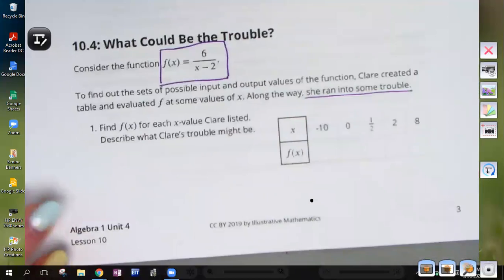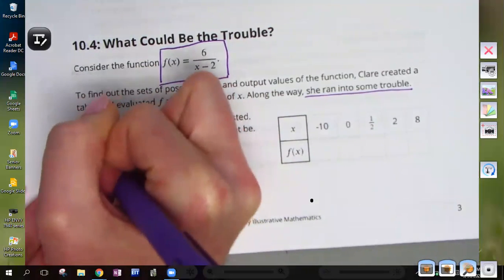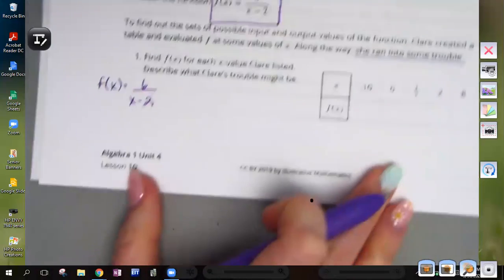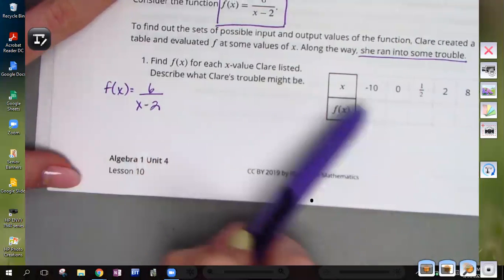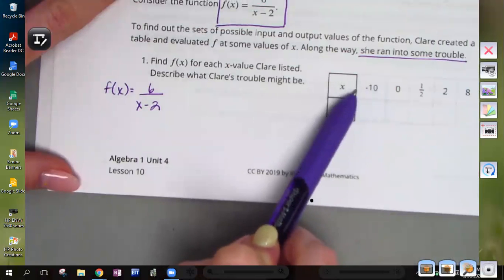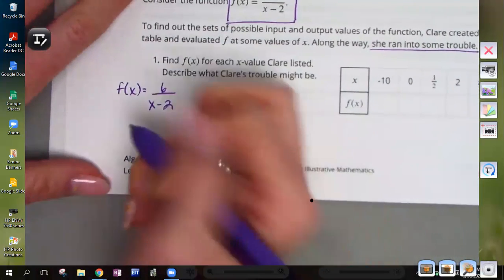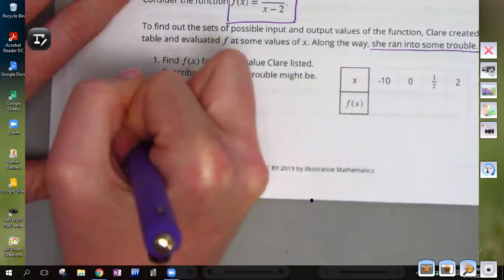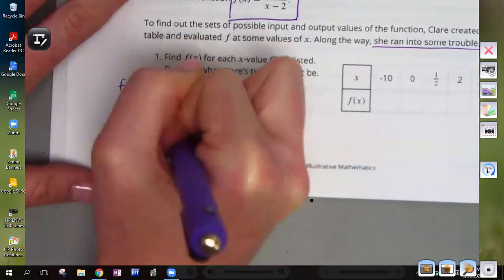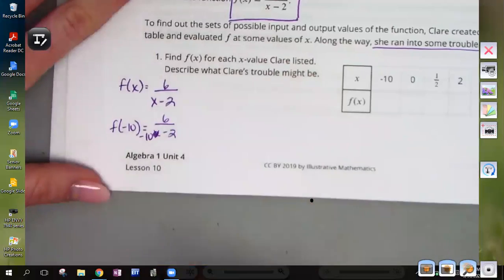So I'm gonna do the first one with you. So we have f of x equals 6 divided by x minus 2, right? Okay, so that's my function, and it tells me right here that x equals -10. So what am I gonna do with this -10? Plug it in for x. So I have f of -10 equals 6 divided by -10 minus 2.